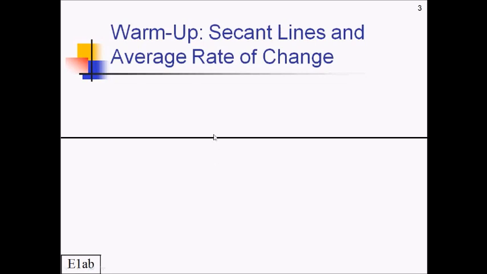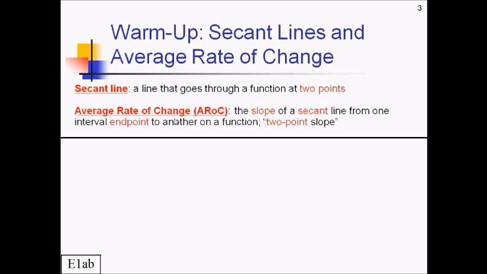We'll start this one off with a few definitions. When I say secant line, we're talking about a line that goes through a function at 2 points, and the average rate of change, or AROC for short, is the slope of a secant line from one interval endpoint to another on a function. So basically this is the 2-point slope if you were to draw a line connecting one part of a function to another.